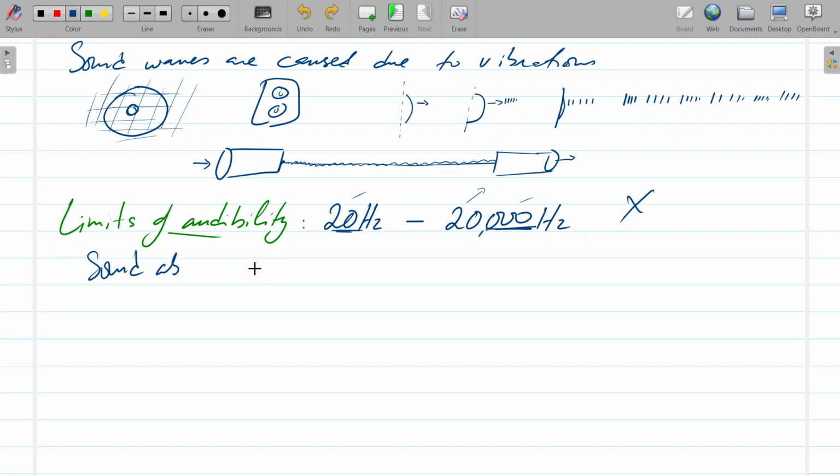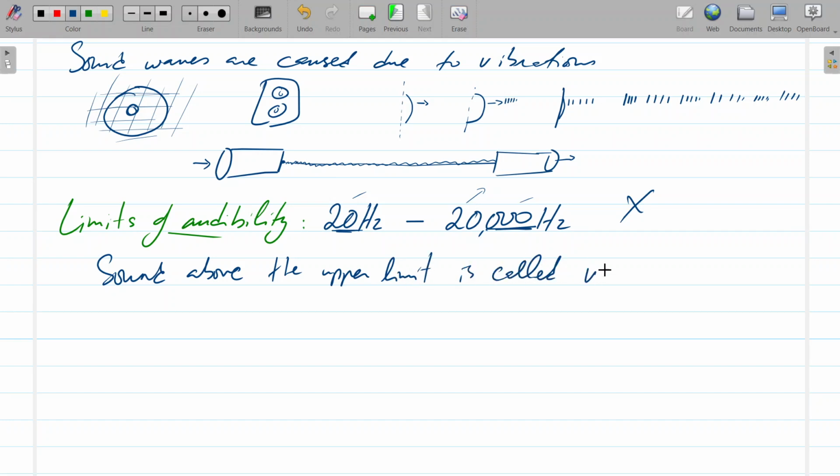okay, what am I writing? Sound above the upper limit is called ultrasound. Does it sound familiar? Yeah, I think so.